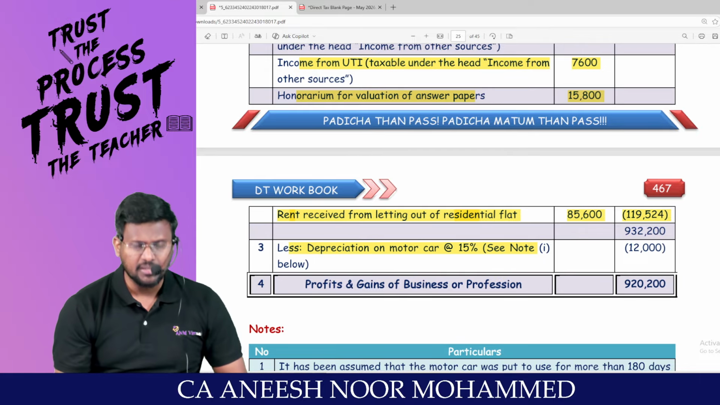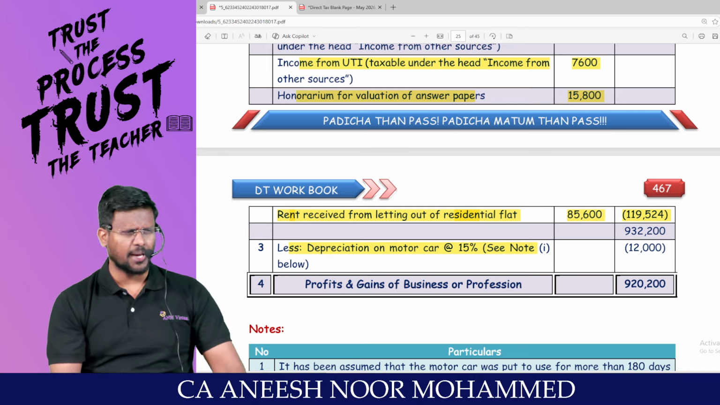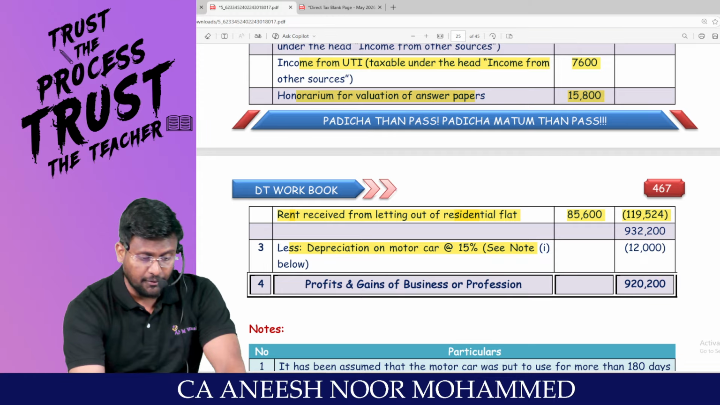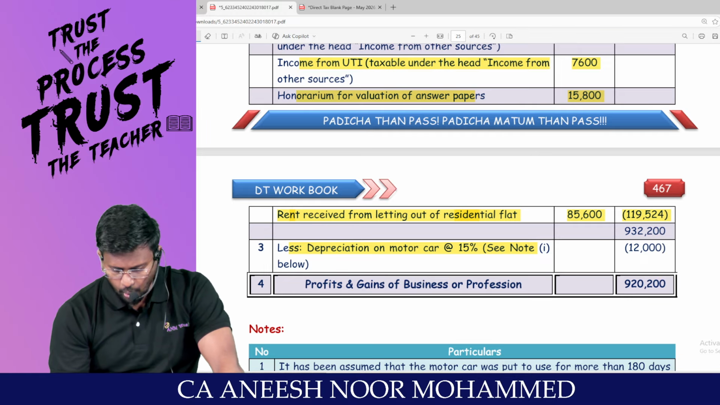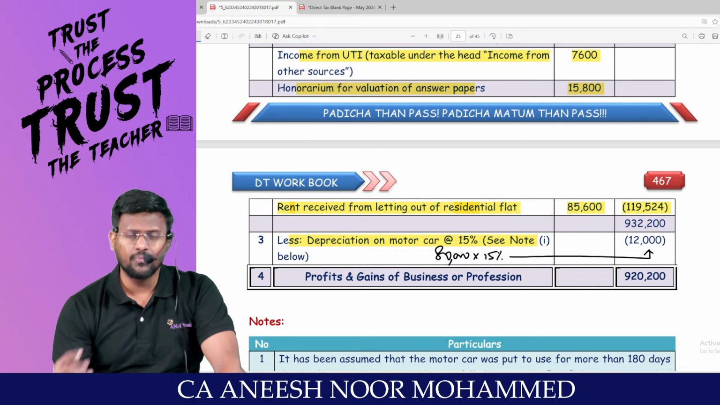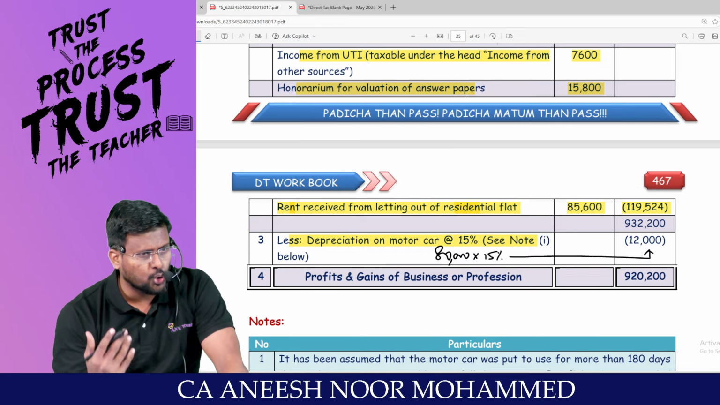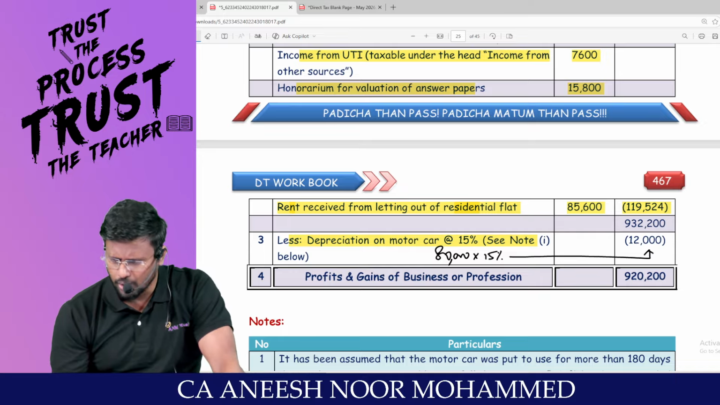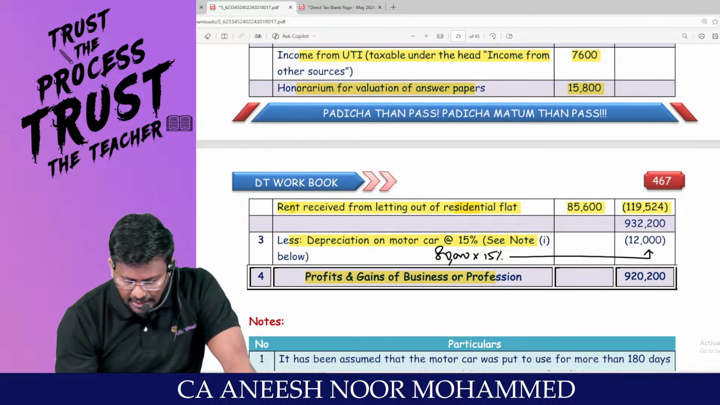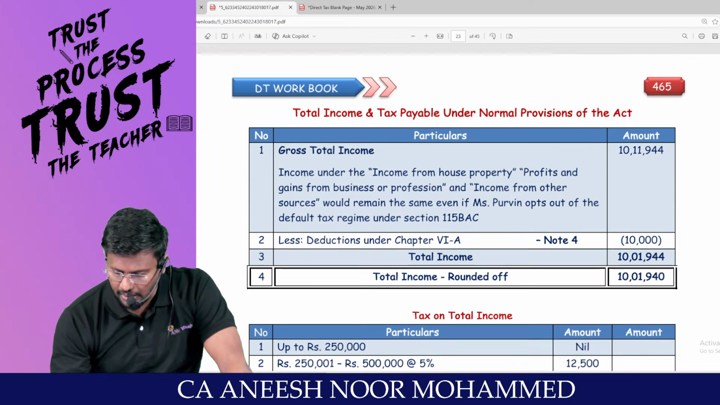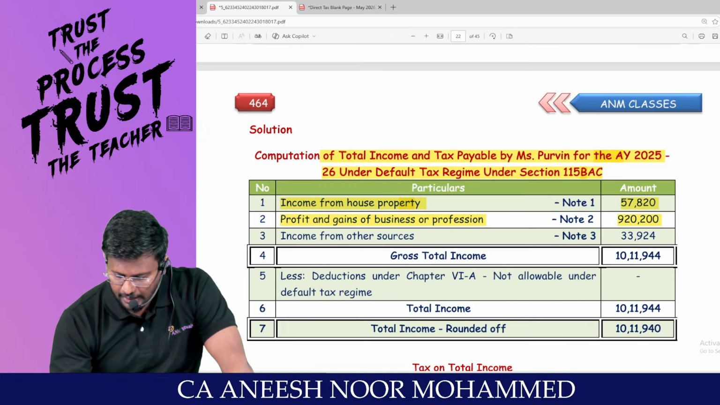Sir, less depreciation on motor car, because motor car is a capital expenditure, but depreciation on motor car is allowed. For that purpose only they have even given the rate also. So what is the value? 80,000 into 15% comes to 12,000. We are assuming that the motor car has been put to use for more than 180 days and there is no additional depreciation concept for motor car. You will be getting profits and gains of business or profession comes to 9,20,200. Am I right? That's 9,20,200.